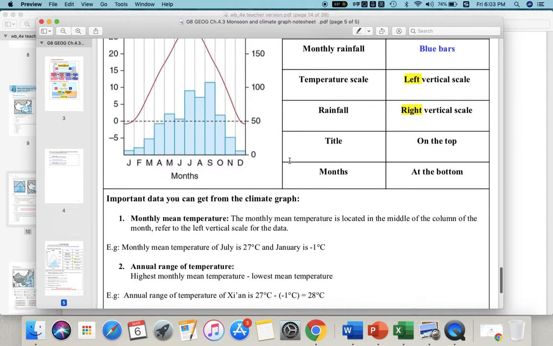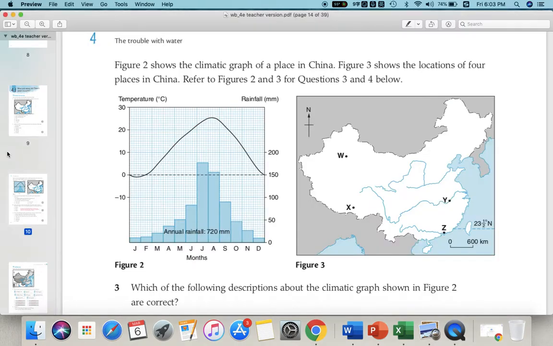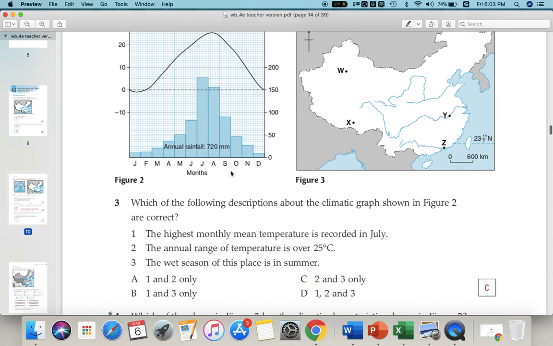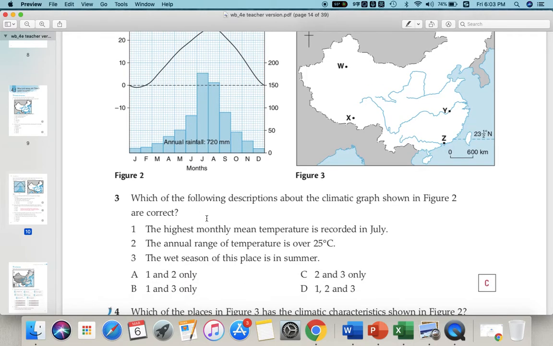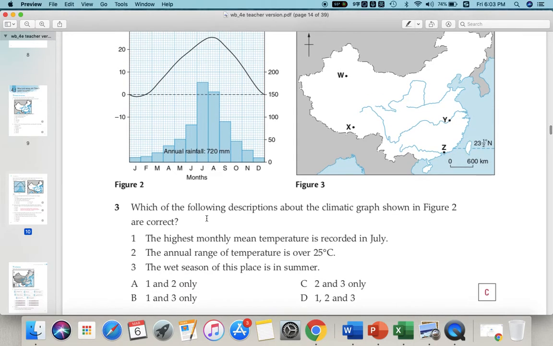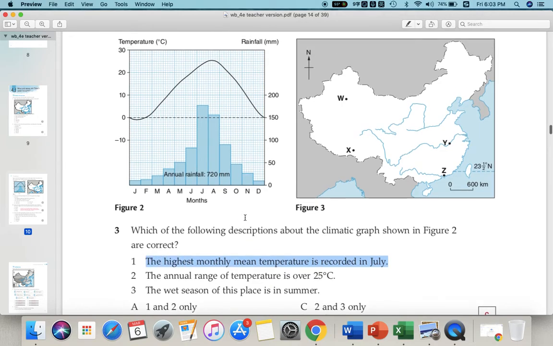Okay, so let's move back to our workbook. So here, which of the following descriptions about it is right? Okay, the answer should be C. So why is the first one not correct? It is because the highest mean temperature should be in August here.